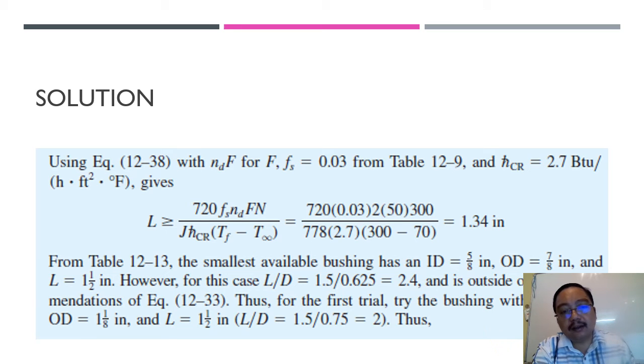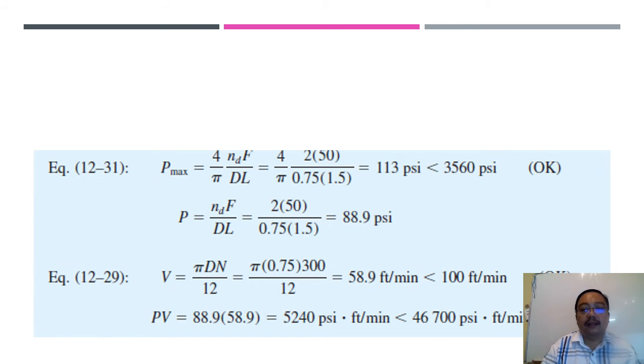Then for the first trial you get the bushing with outside diameter 1.18 and length 1/2. Then from this equation, P max equals 113 psi. You see whether the range is exceeded or not. This doesn't exceed. Okay, the maximum range of 3560 is okay. And then the pressure P is 88.9 psi.